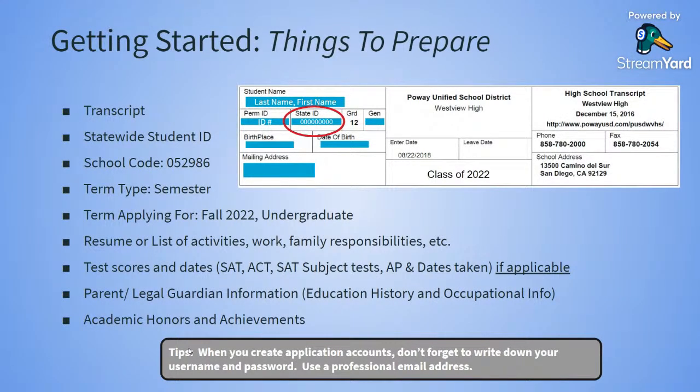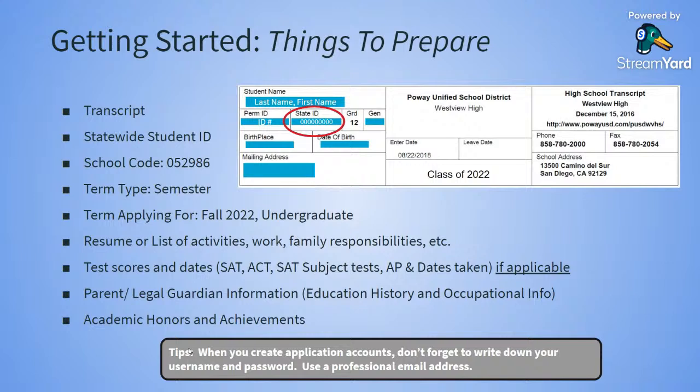Make sure you have your transcript. Make sure you know what your state ID number is, and that is circled right there in the red circle on your transcript. This is a state ID number. It is not your Poway Unified ID number. This is a unique ID number that is given to you by the state of California.